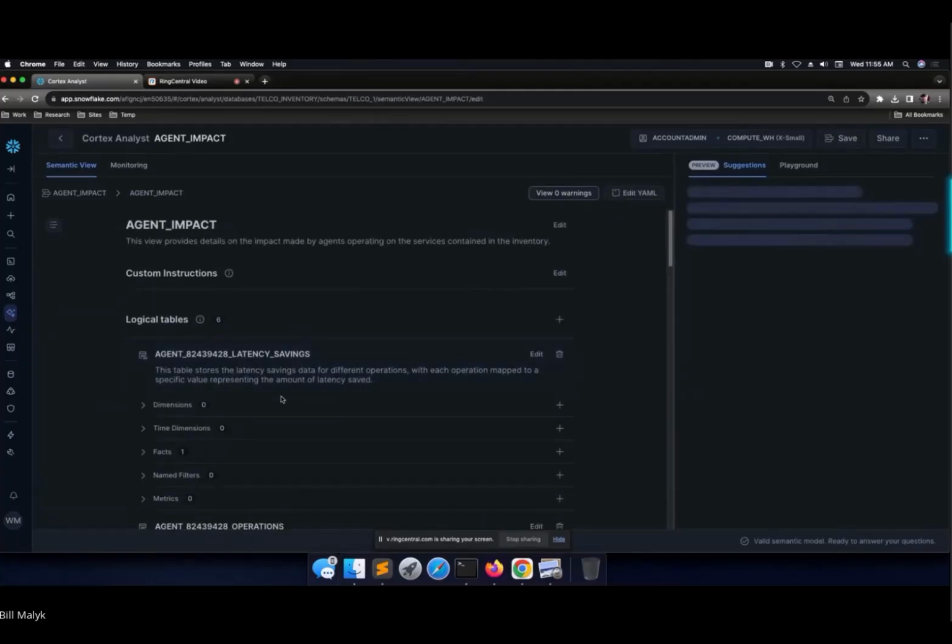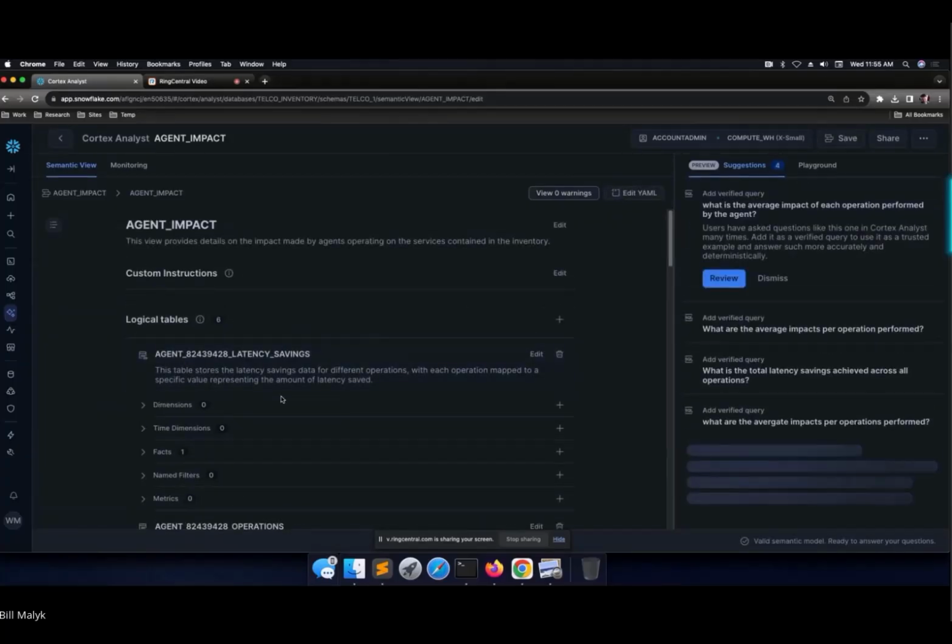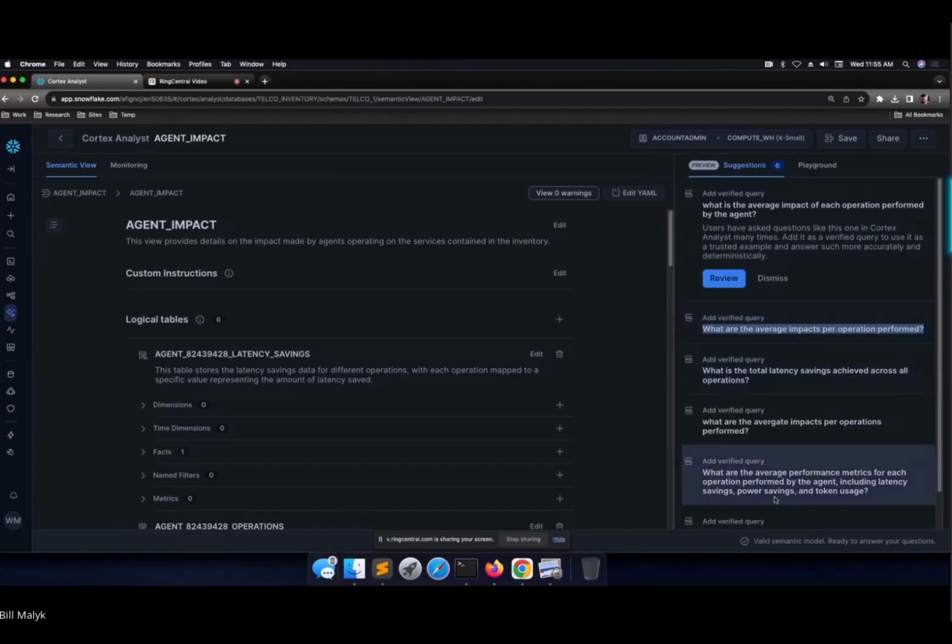So it built what is going to be a pretty complex framework of SQL behind the scenes, but it reflects now what the agent's actually doing. So I can ask questions. This is where it gets really exciting: what's the average impact per operation, right?